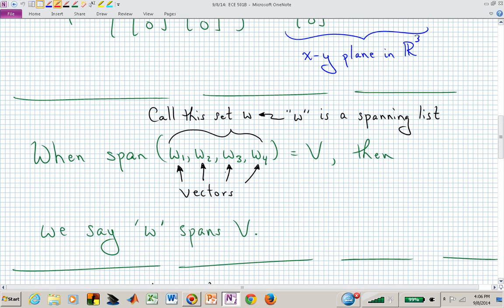And V we haven't defined, but if you needed something to hang your hat on, V might be R2. Maybe that's the XY plane. And you could now have W1 being the X direction, W2 being the Y direction, W3 being XY, W4 being minus X. Those span all of R2. And so the span of those four vectors would equal V, or W spans V.